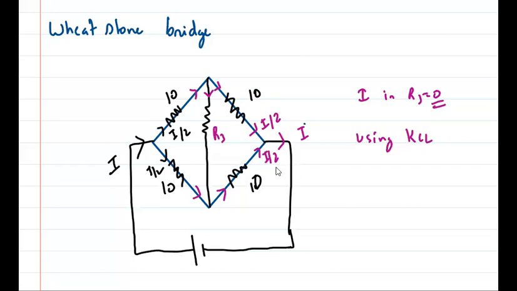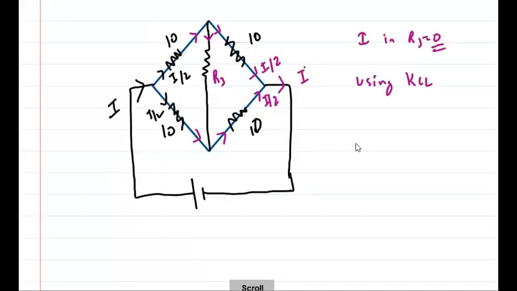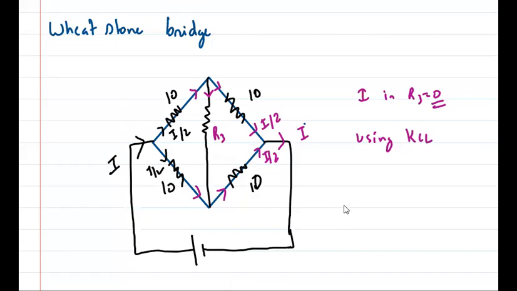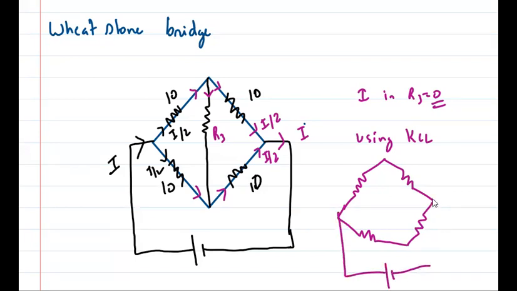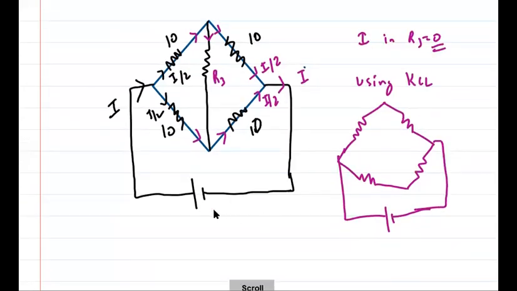Okay, since current in this R3 is zero, the circuit will just become like this. We will ignore it and remove it, right? So the circuit becomes like this. Then it is series parallel, and we can calculate it. This was 10, this was 10, this was also 10, this was also 10. It becomes easy to solve, yes or no?